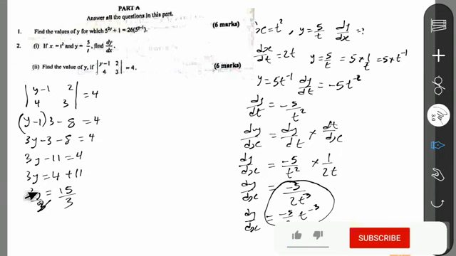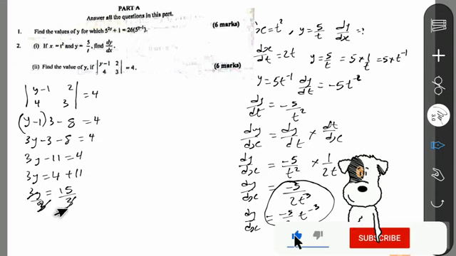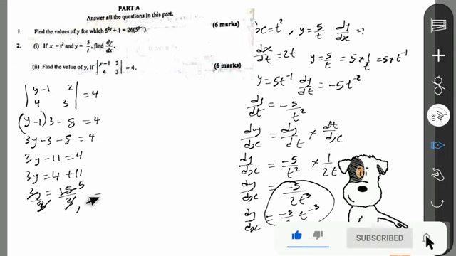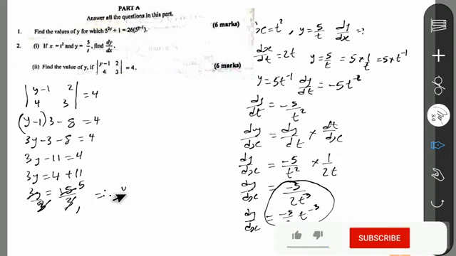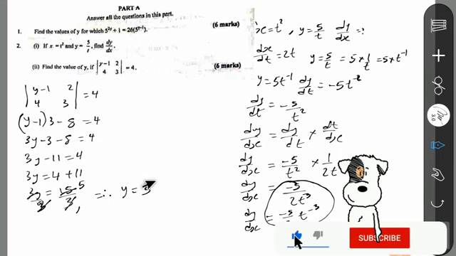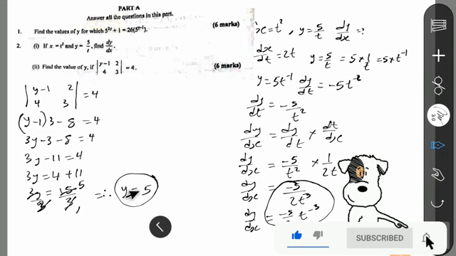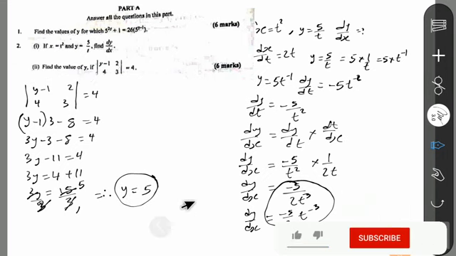So this 3 here cancels the 3 here, and 3 into 15 is 5. Therefore our y is equal to 5. So the solution for the value of y in this question is 5. So guys, that is the solution to this particular question 2.